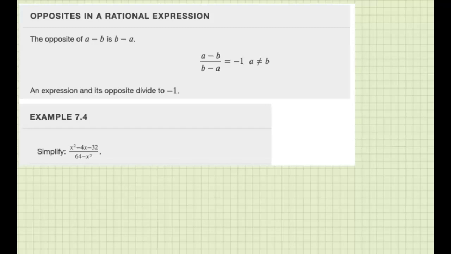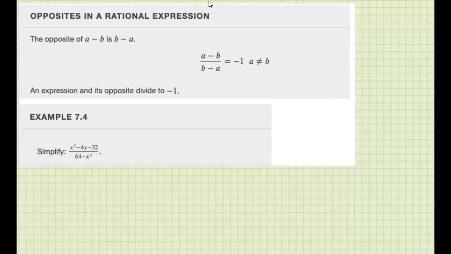All right, let's look at this example. Occasionally you will see opposite factors in a rational expression, like a minus b divided by b minus a. They're almost the same but opposite of each other.